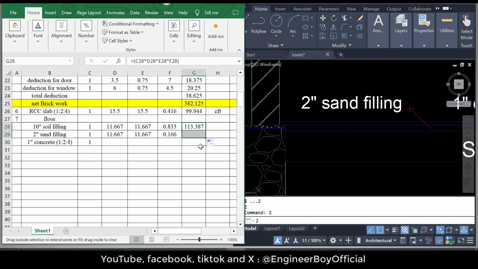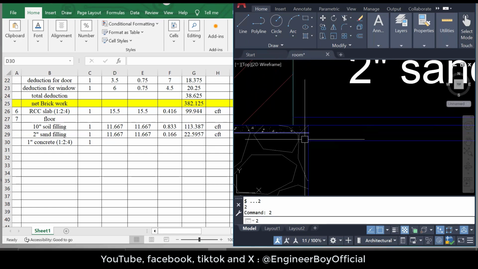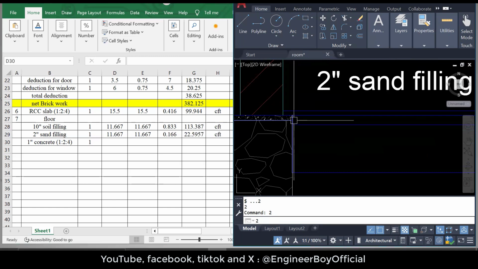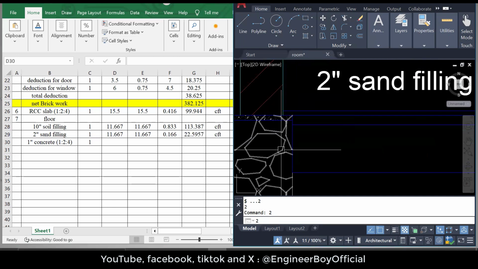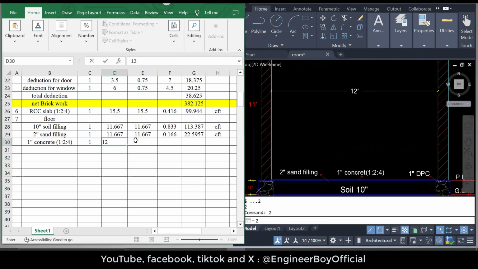Just drag the formula below so we can have 22 CFT maybe. You can put the unit for that here. Now the concrete work. You can see that for the concrete work, we cannot subtract anything. The extension is the same as the width, because this is just above the DPC, so we have the same 12 feet.